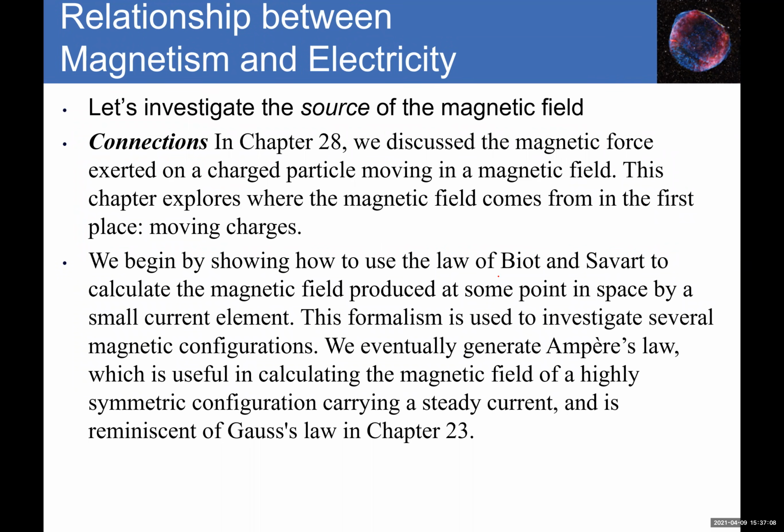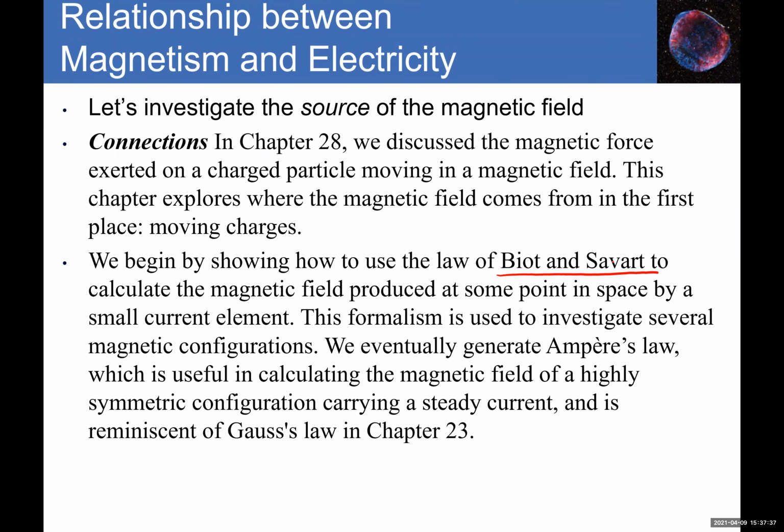We're going to use the Biot-Savart law to calculate the magnetic field, and this is very similar to Coulomb's law. It is one way of calculating the magnetic field, just like Coulomb's law was one way of calculating electric field, but it can get very messy. It can be very difficult and tedious, and the calculations a lot of times involve really heavy integrations.